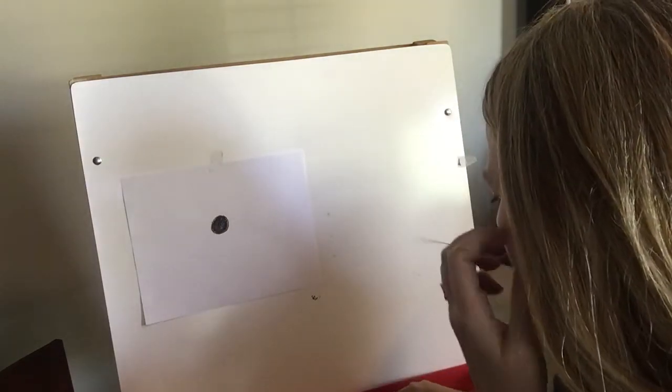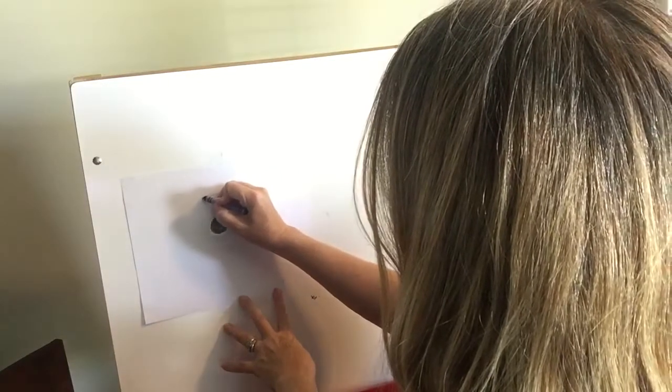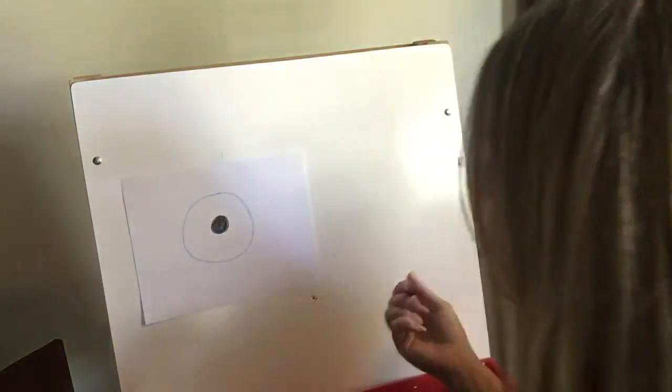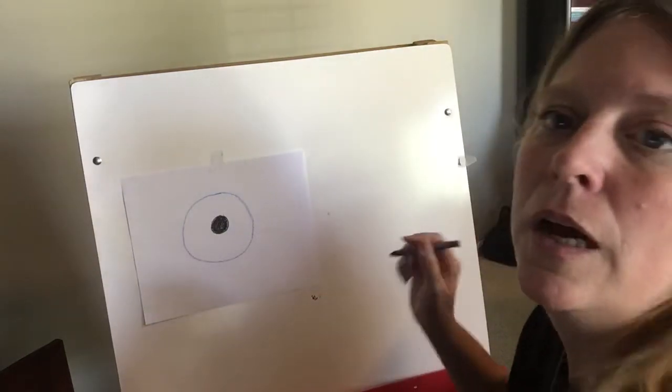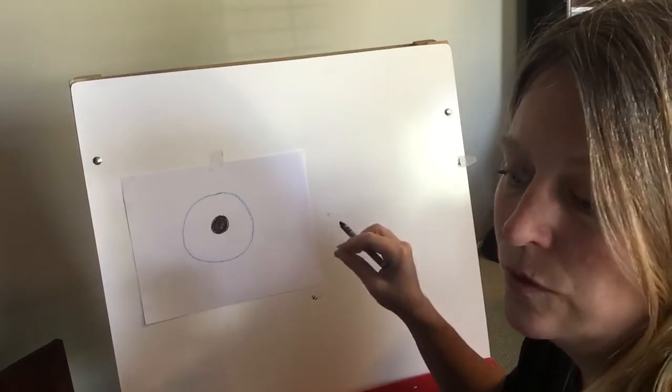And the next thing you're going to do is draw a blue circle around it. If you want to, you can use a pencil first. I wanted to use the blue crayon first so that you'll be able to see the circle.